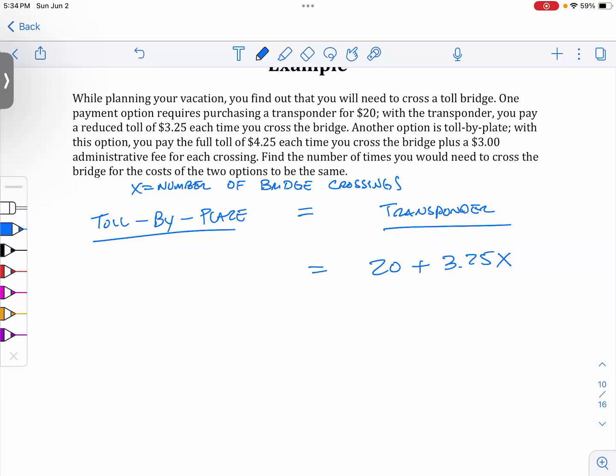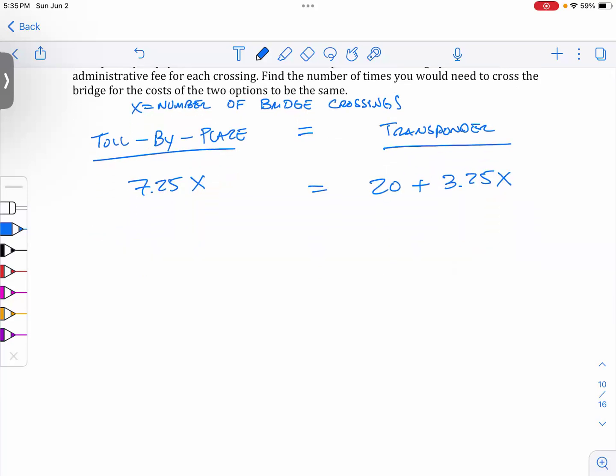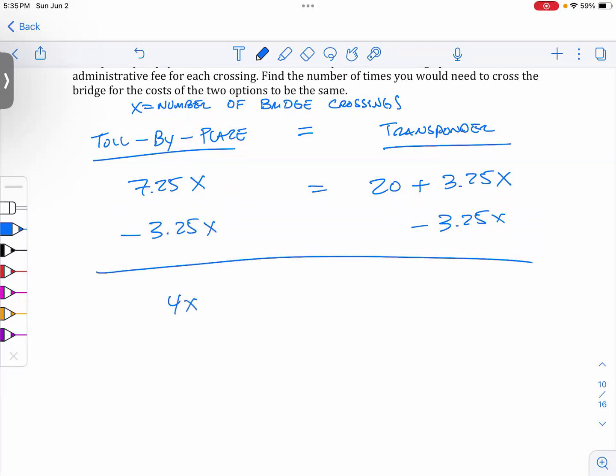So the toll by plate is $4.25 plus $3 each time. So actually that means it's $7.25 per crossing. And again, then that's set up. And again, algebra, guess and check, however you want to go about solving it. I'm going to use algebra here since this is pretty easy. Divide by 4, divide by 4. X equals 5 crossings.